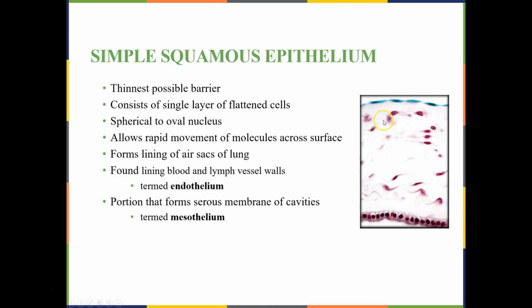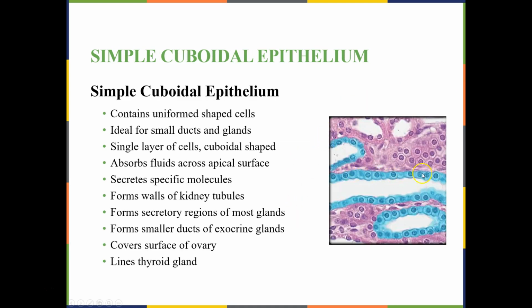We find simple squamous epithelium lining the alveoli of our lungs. They line our capillaries as well as our lymphatic vessels. And they form mesothelium of our serous membranes. Here is simple cuboidal epithelium, so you can see the simple cuboidal. Simple cuboidal epithelium lines the majority of our glandular tissue, and it surrounds the lumen or the opening of those glands.